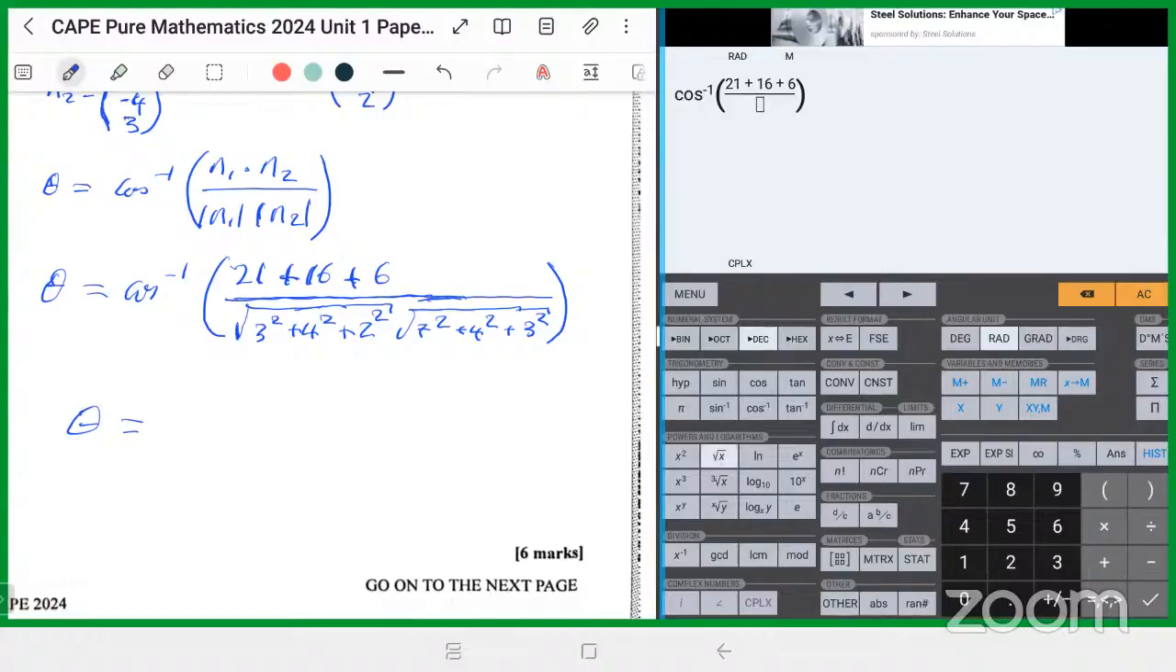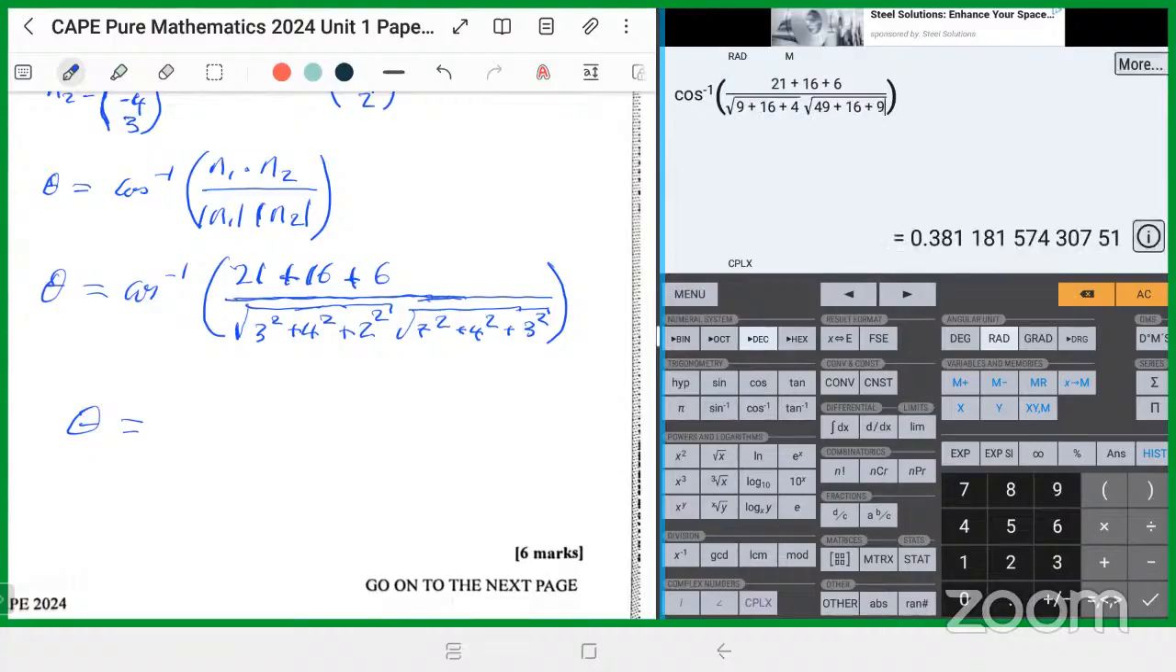And then the square root, I'm putting, well, 3 squared is 9, plus 4 squared is 16, plus 2 squared is 4. And I'm going to put another square root. And 7 squared is 49, plus 4 squared is 16, plus 3 squared is 9.